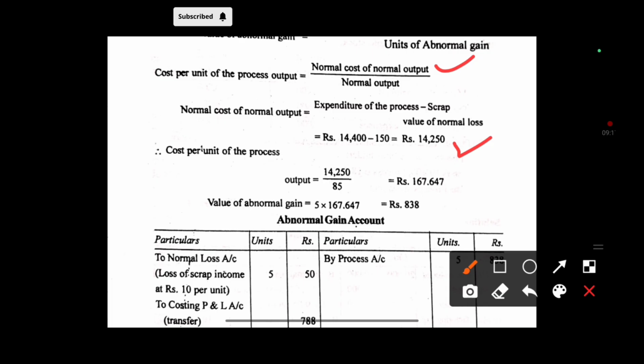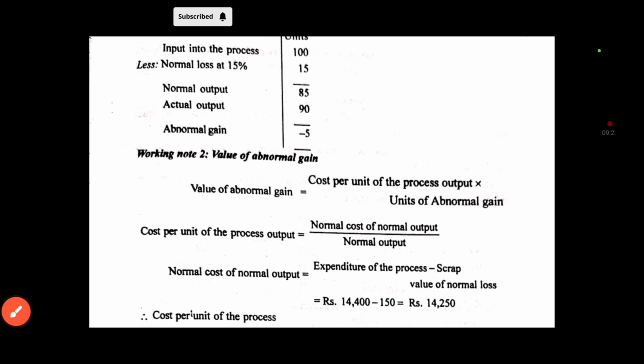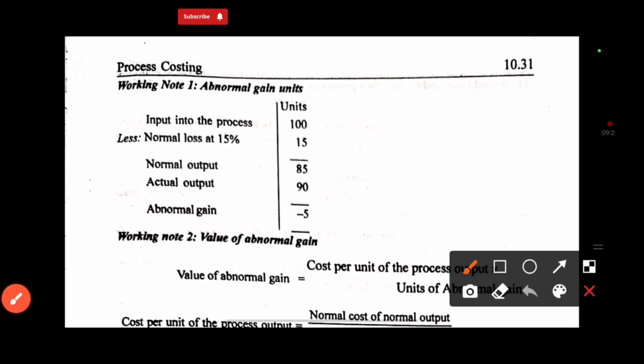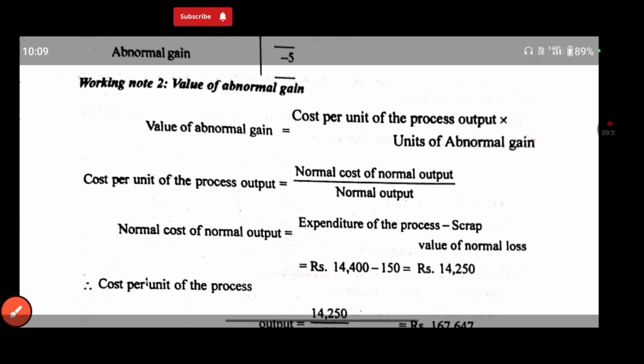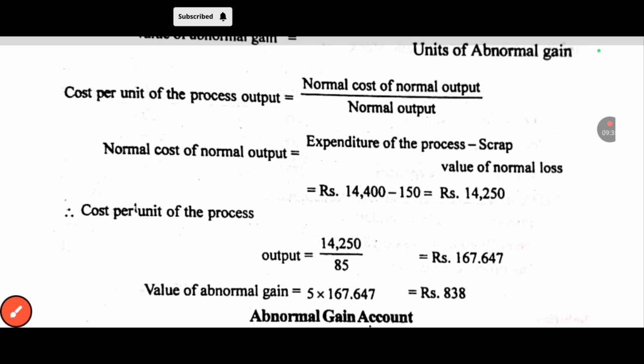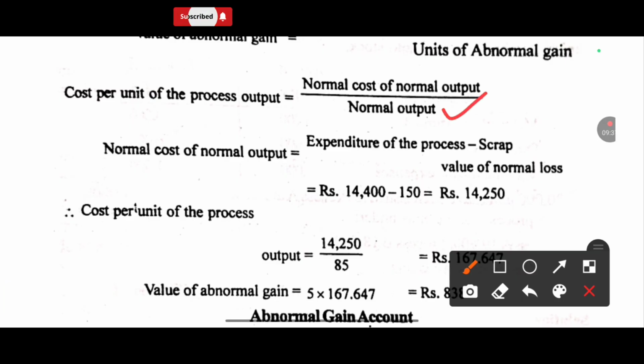Then now we are going to divide by normal output. How much normal output do we have? Look at the working note. The normal output we have is 85 units. Got it? So normal output is 85 units. Now we are going to divide: 14,250 divided by 85. That means normal cost of the normal output divided by normal output.